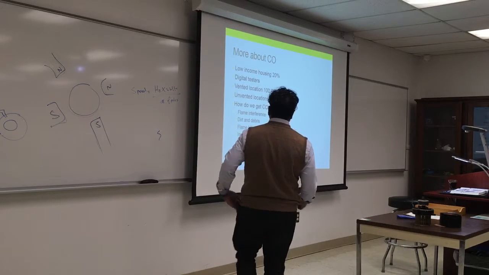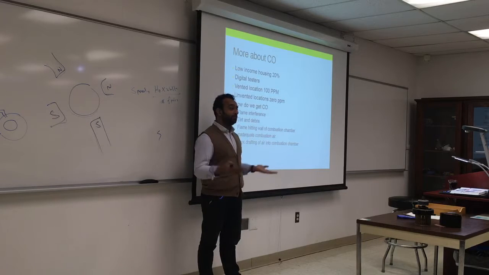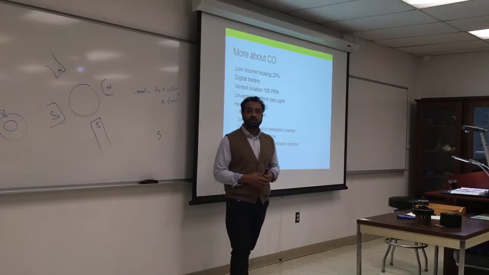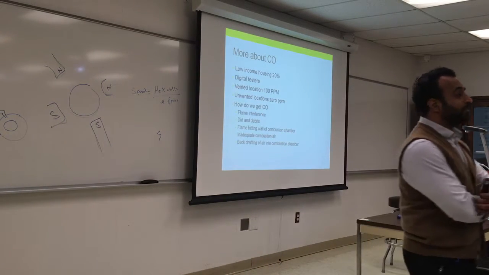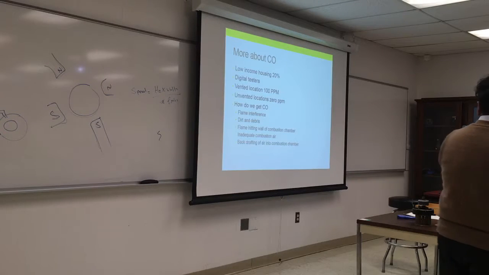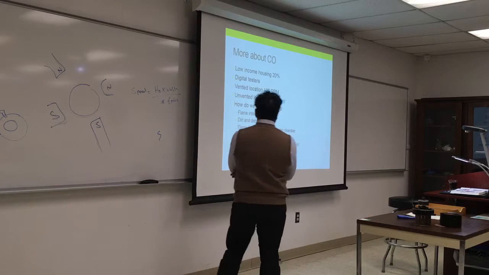How do you get it? Flame interference, which means the flame is not completely burning, it's hitting a surface. If you have flame impingement on the wall of the chamber, you're going to have carbon monoxide. If you have flame hitting the pot that you cook in, you're going to have carbon monoxide. What else? Dirt and debris.